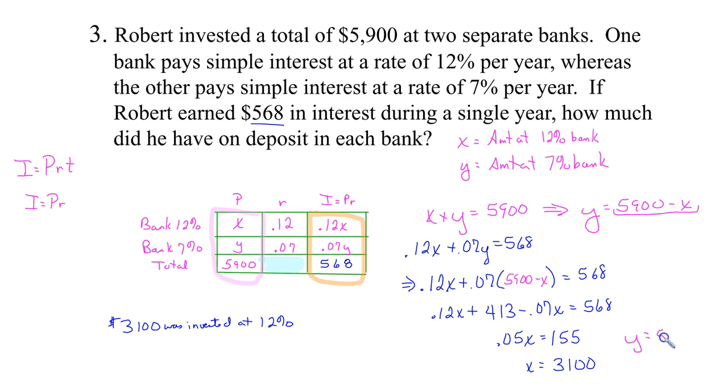So y would be equal to 5,900 minus 3,100. And y, therefore, is, oops, not 48. I cannot subtract today, sorry. Let's try 18. Let's try one more time. Long day, sorry guys, I can subtract. Let's try $2,800. Whew. Okay, and so that means that $2,800 was invested at 7%. Excellent. Very good.